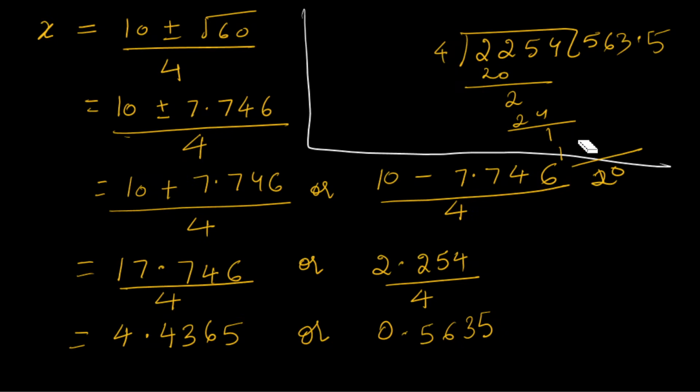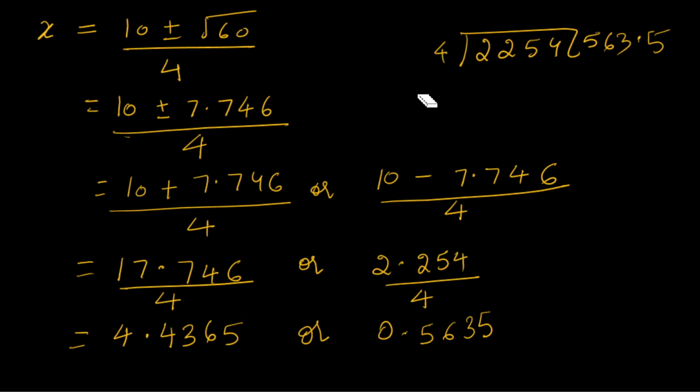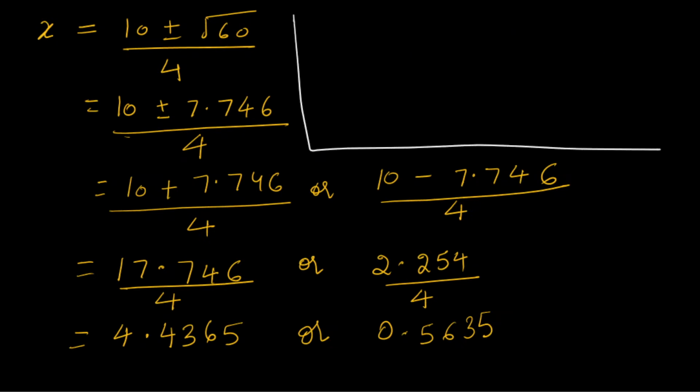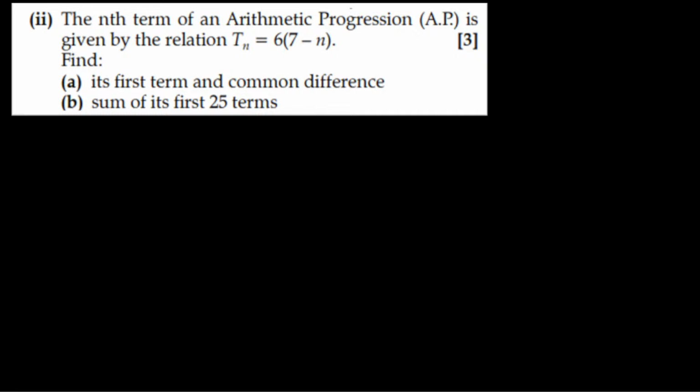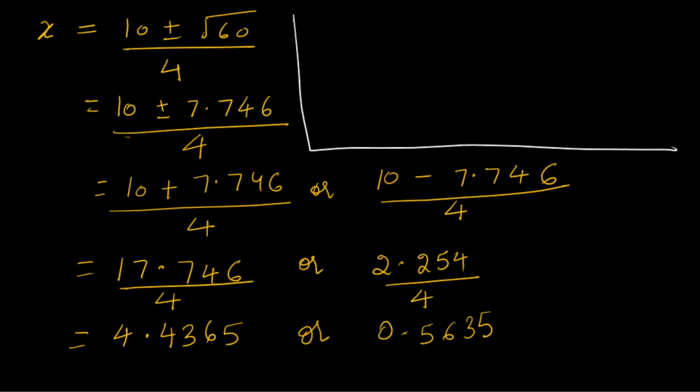First of all, write the complete answers. Because then we have to see this question says write up to three significant figures. Significant figures is not decimal figures. Significant figures is different from decimal representation. So up to three significant figures, x is equal to 4.43. Only the number of digits should be 3.